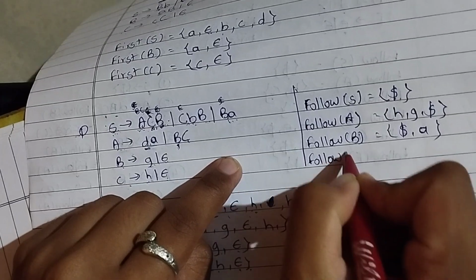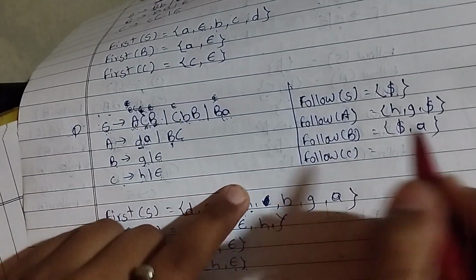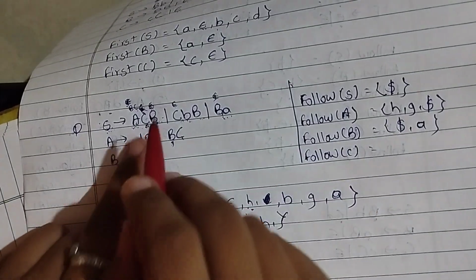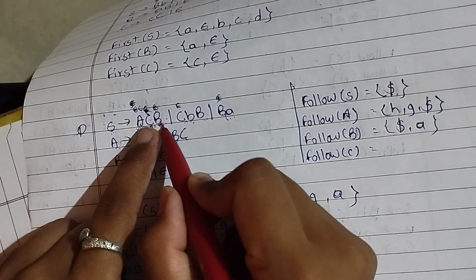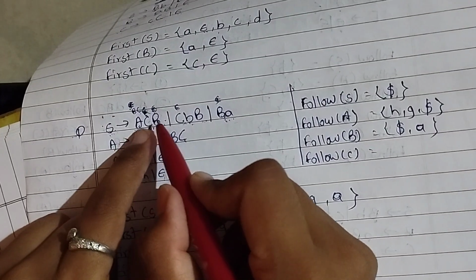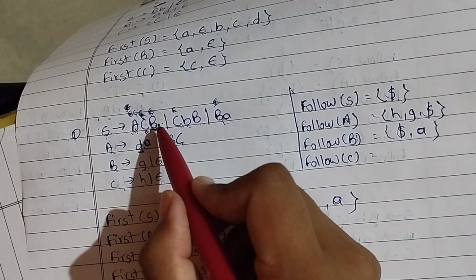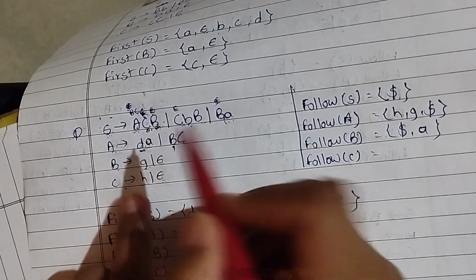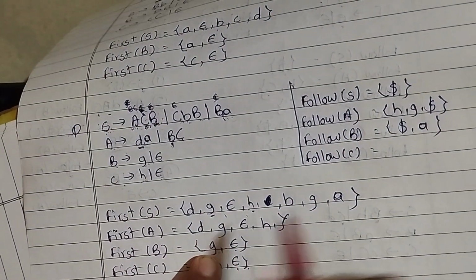Now follow of C. So see where the capital C is present here. Here, yes. So first we consider this B. Non-terminal is followed by non-terminal. So we find out the first of non-terminal. So first of B. First of B is G and null.